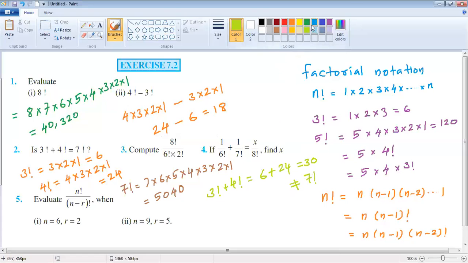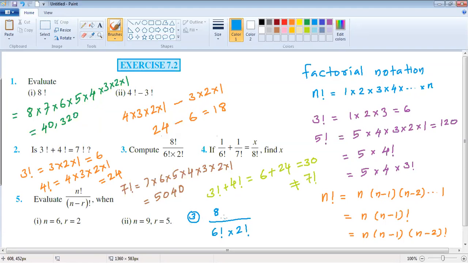Okay. Now, question number 3, देखो. 8 factorial divided by 6 factorial into 2 factorial. So 8 factorial को आप ऐसे लिख सकते हैं. If you're going to multiply and write 8 factorial का value हमें already पता है 40,320. If you're going to write that, it will be difficult because we have to divide and all those things.